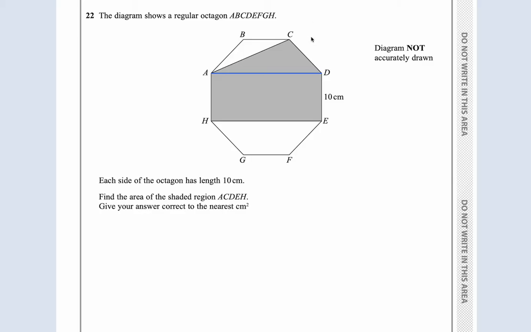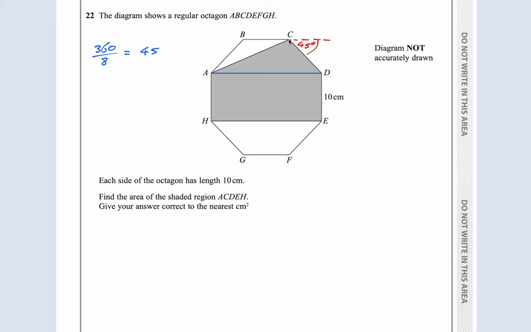This is a regular octagon, and I know that in a regular octagon, if I do 360 divided by the number of sides, which is 8, which gives me 45, this is the exterior angle. That gives me this angle here. That's my exterior angle. So this angle here is 45 degrees.